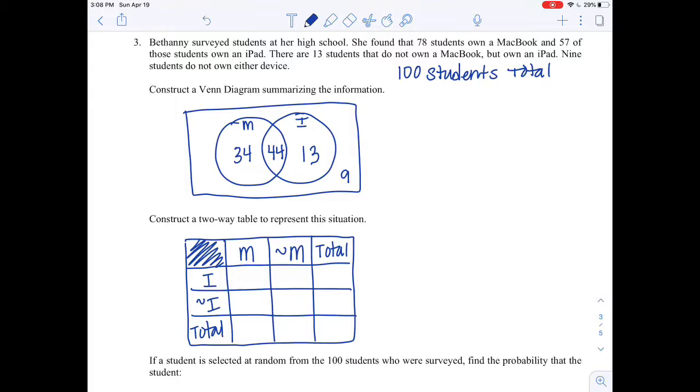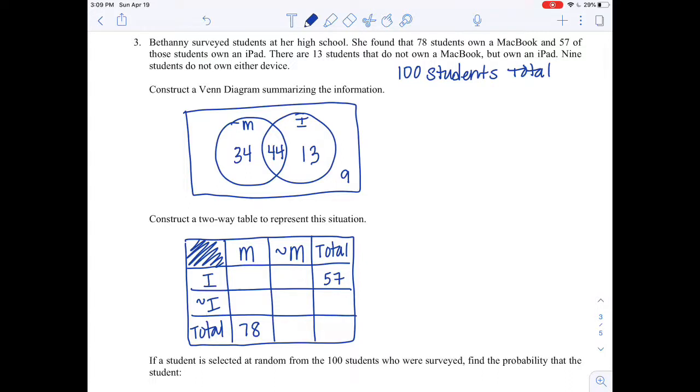So if I start filling in the information provided, they told us that 78 students owned a MacBook. So I go to MacBook, I go to the total, and I can see that that would be 78. 57 of those students own an iPad. So I go to iPad, I go to the total for iPad, and I can fill in 57. Unlike the Venn diagram, I didn't have to wait to fill that in anywhere. I have a space for that already in the two-way table. And again, that might be one advantage of the two-way table over the Venn diagrams.